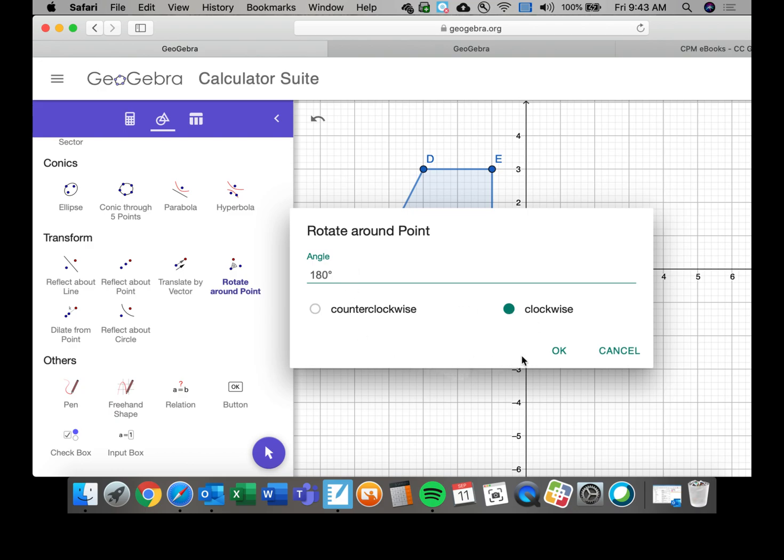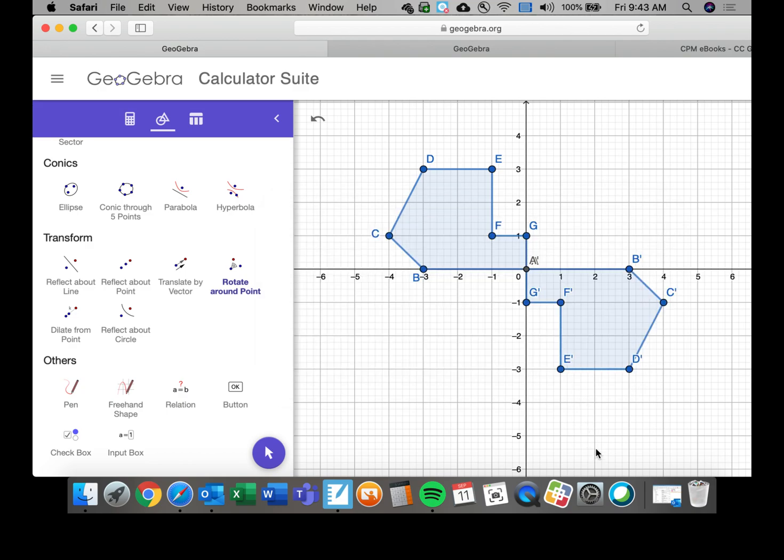If you rotate it clockwise, here's where it should end up. There's what you should end up with, okay? So you are going in this direction. If you notice, point A and A prime are in the same spot, because that's the point where you should have been holding your patty paper down with your pencil. So that point doesn't move, because that's our point of rotation.